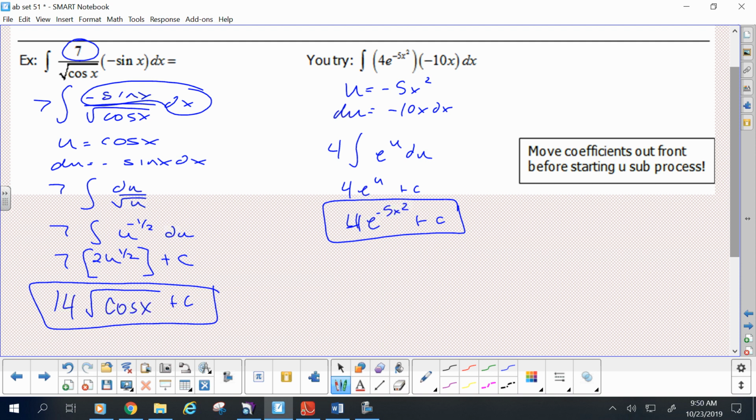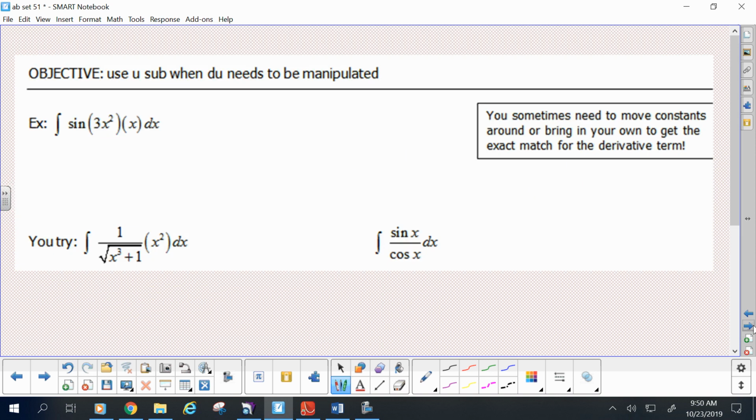Alright, gradually getting more difficult now. Look at the next problem: sine of 3x squared times x dx. People start thinking, oh, this isn't a u sub, because if I took the derivative of 3x squared, it should be 6x dx, yeah? But all I see is an x dx, no 6. So does that mean it's not u sub? No, it's still u sub because the x dx is what I need. It's the 6 that is a problem, and we'll talk about it, but we're still going to use it.